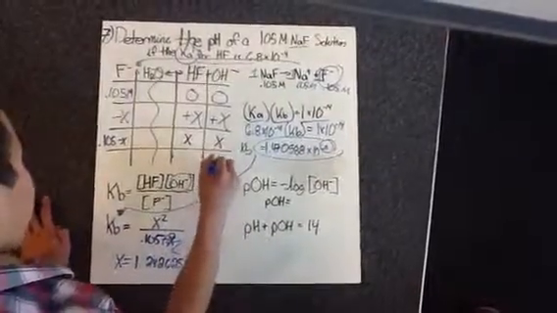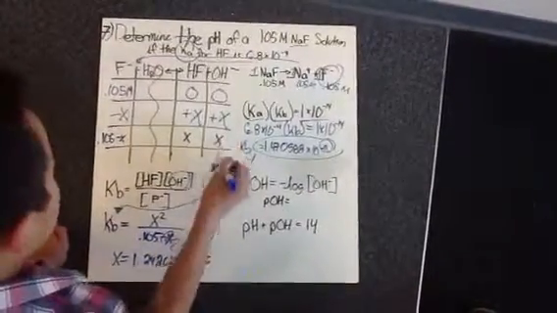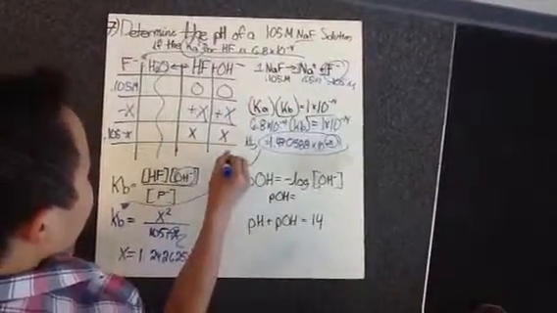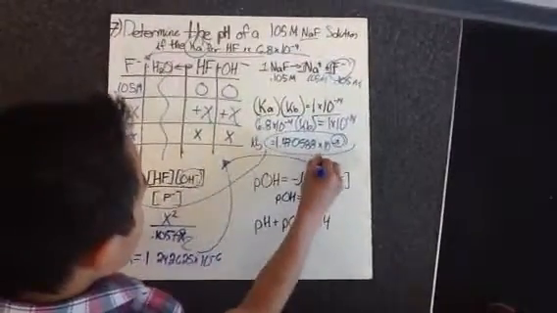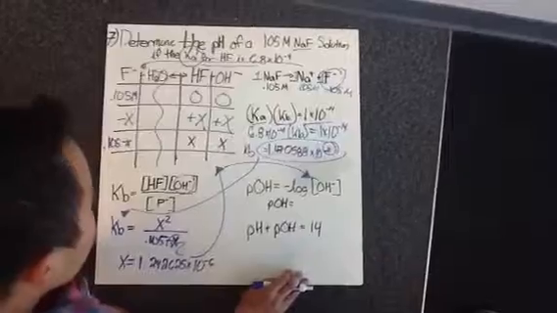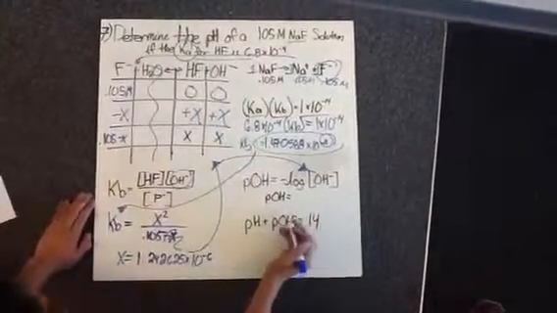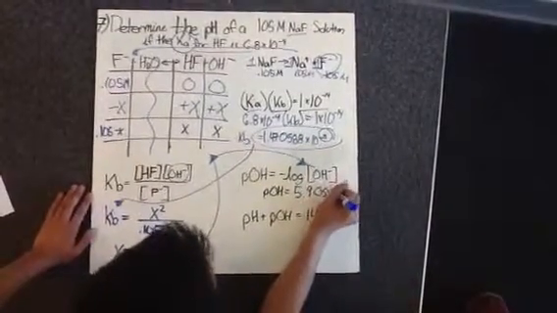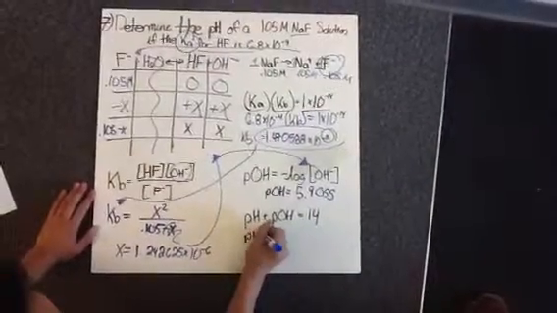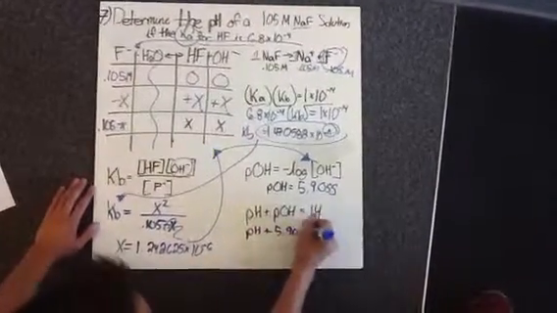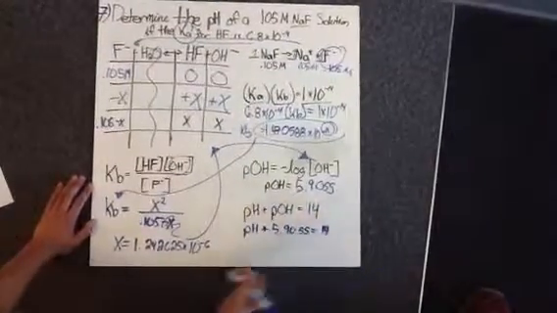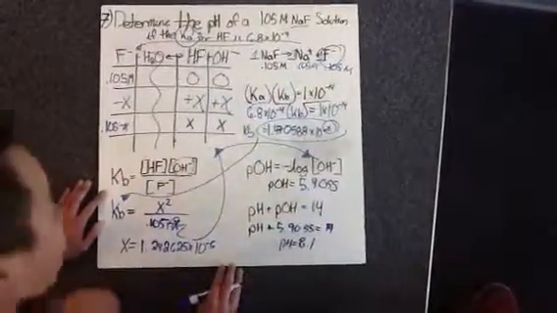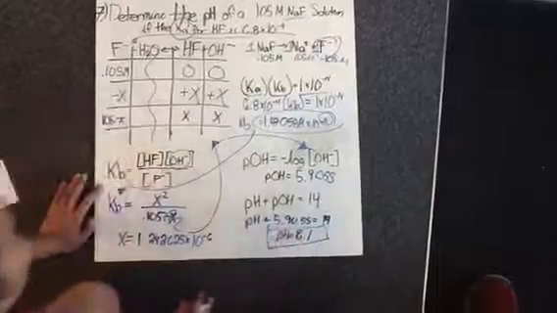So we're going to take that and bring it up to the OH, because it's the same as X. And since we need to find the pH, you have the OH concentration. You're going to plug it into the negative log. When you take that answer and plug it into a calculator, you get 5.9055. pH plus 5.9055 equals 14. Subtract that over, pH equals 8.1. And this is your answer. This is what it's asking for.